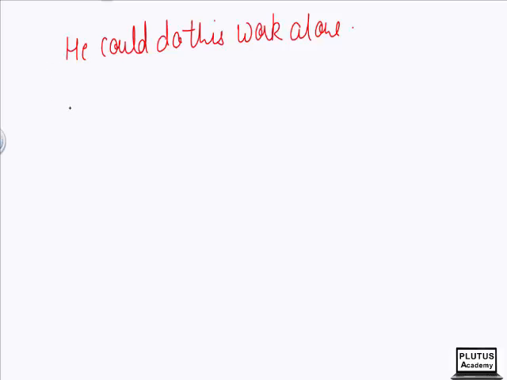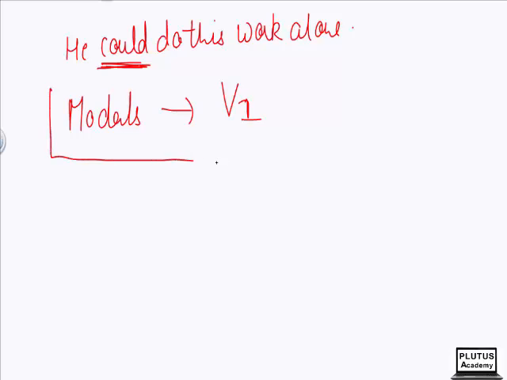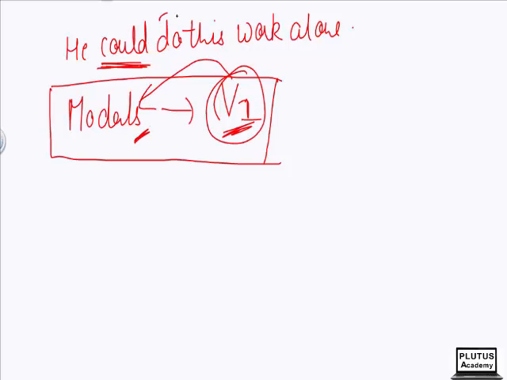Now we'll consider a few examples of could. He could do this work alone. So the sentence is in past tense. That's why we have used could here. One thing you have to learn is that with modals, the first form of verb is used. Always remember this, that the first form of verb is used with modals. So that's why we have used do here, which is the first form of verb, and still the sentence is in past tense.